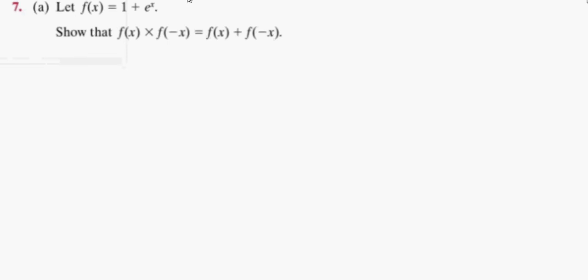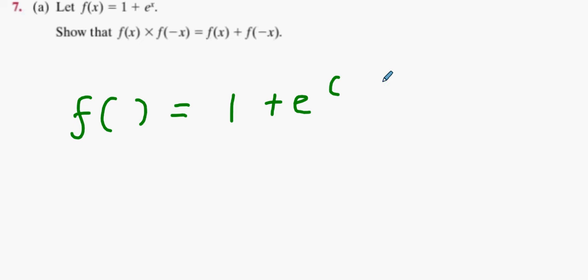Good. Now, f(x) equals 1 plus e to the power x, alright? So, will you tell me what happens when I replace x with minus x? What should happen? Both minus x go into the blank. Alright, we're good so far.